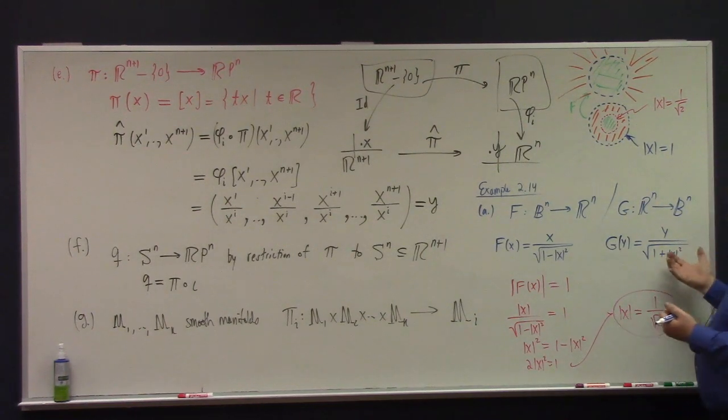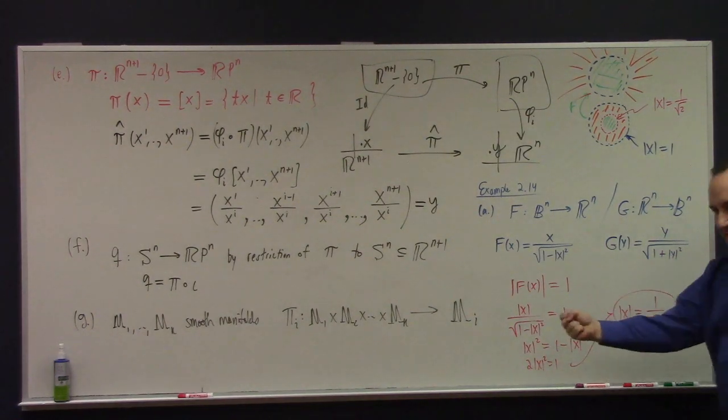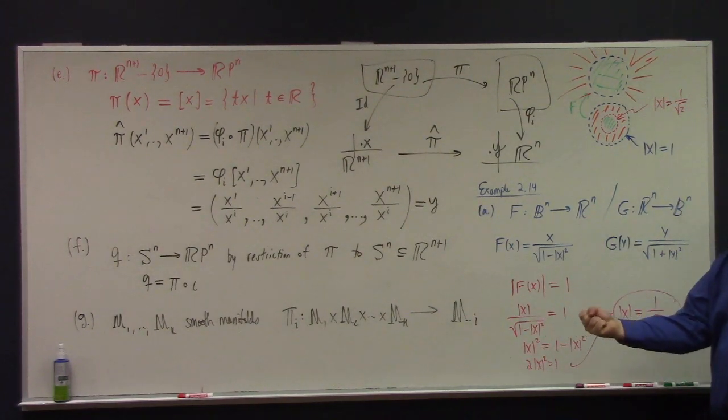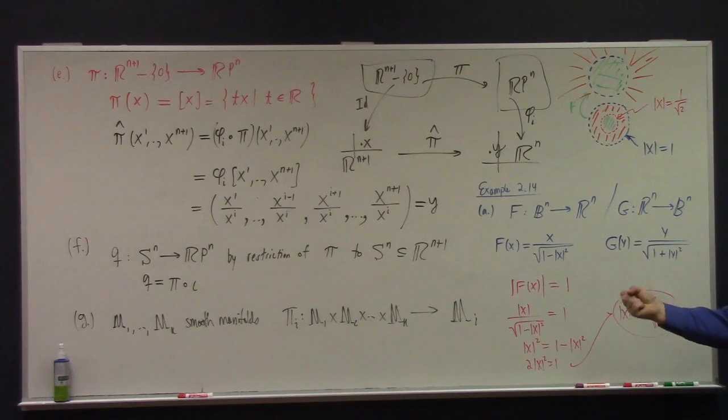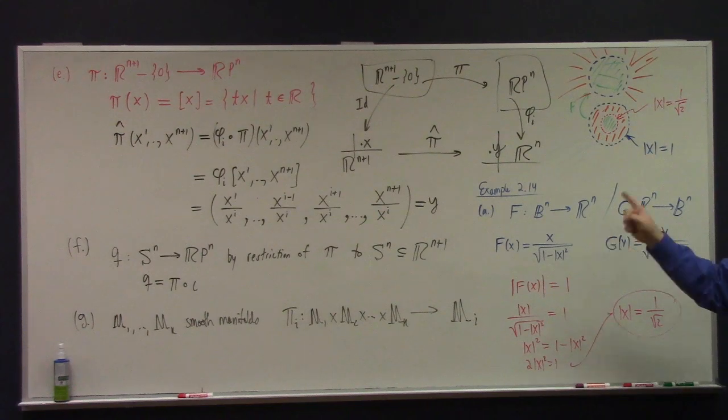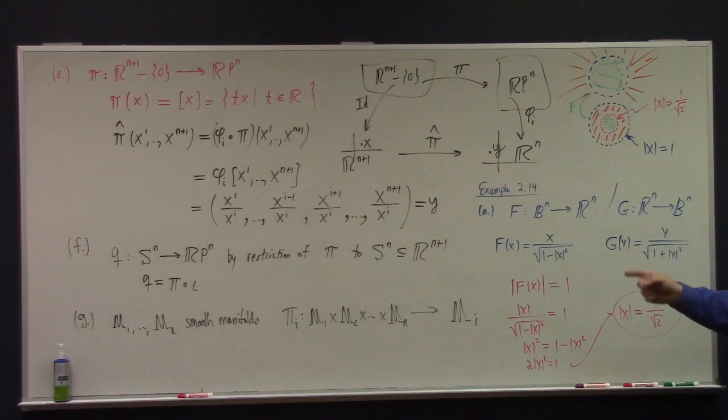This takes all of our R^n and condenses it into the unit ball. These are inverse maps. F is a diffeomorphism, G is a diffeomorphism, R^n is diffeomorphic to the n-ball. So, yeah.